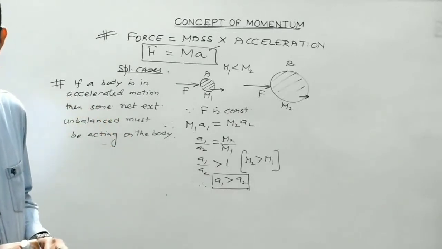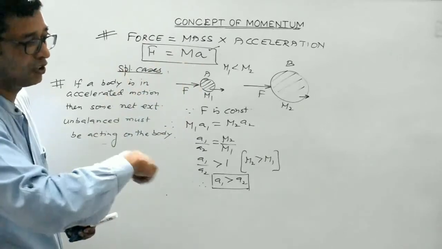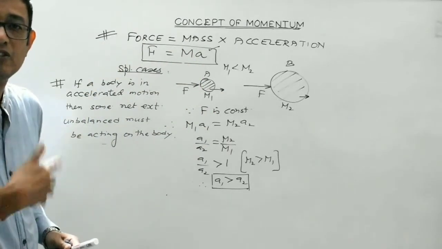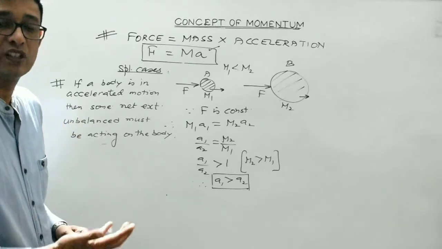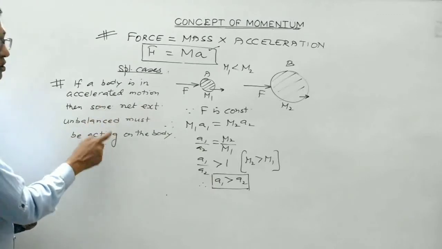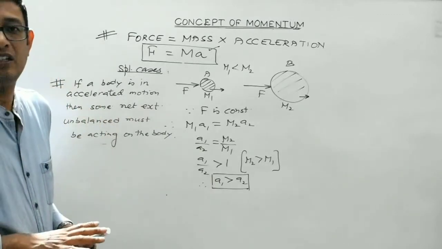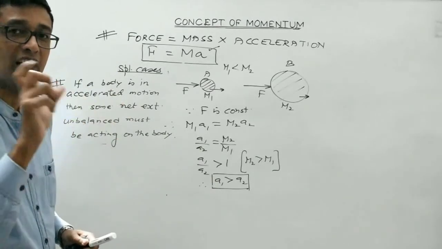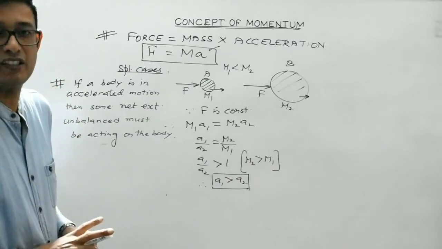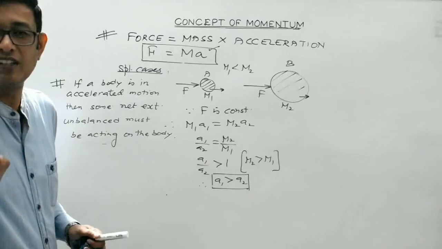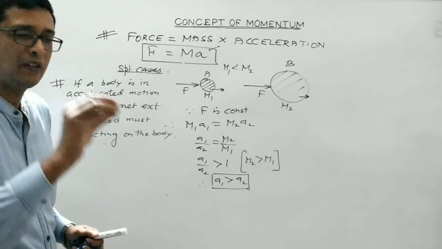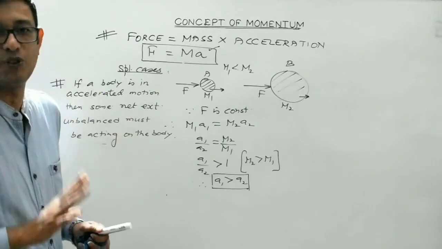Clear, students? Even if a body is moving along a circular path with constant speed, it is still changing its direction continuously. So it is a case of accelerated motion, and in accelerated motion, some force is acting on the body. In the case of a circular path, that force is known as centripetal force. So whenever a body is in accelerated motion, some net force must be acting on the body.